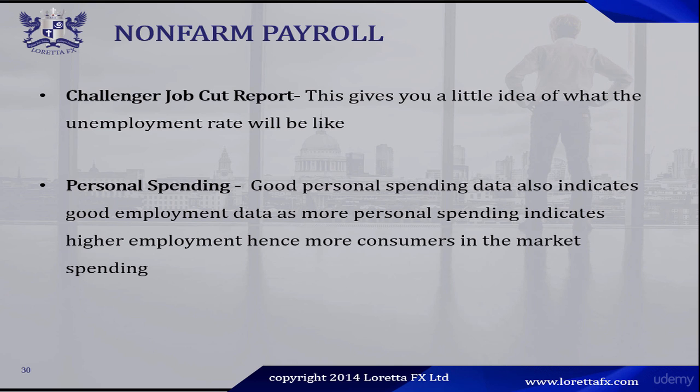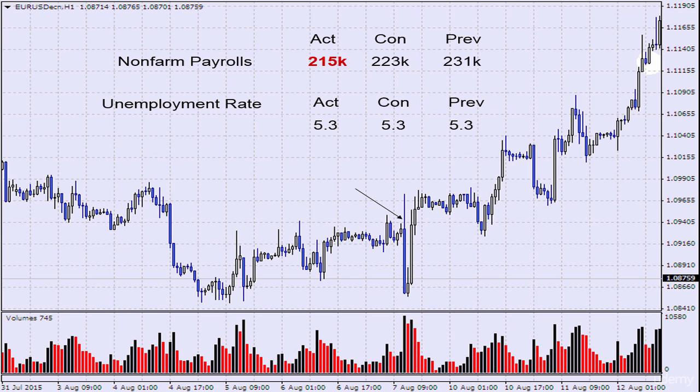Okay, so we can use all these indicators to give us an understanding of what to expect for non-farm payrolls and the unemployment rate. Now let's look at some examples of the effect of non-farm payrolls and unemployment rate on the market. Now here we can see we have a non-farm payrolls data that was worse than expected. Okay, we got 215,000 when analysts were projecting 223,000. And this is very bad because the previous was 231,000. So this is bad for the US dollar. And this chart you're looking at here is the Euro USD. So if the data is bad for the US dollar, we can expect the Euro USD to rise in value.